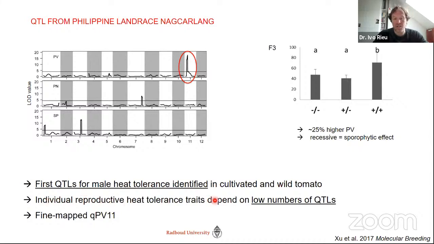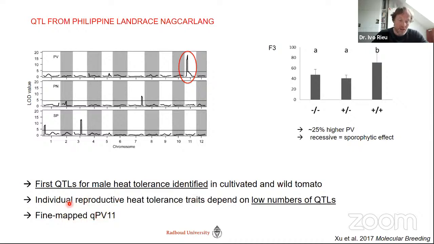Then we see that if you look at these individual reproductive heat tolerance traits, like pollen viability and pollen number, we are not looking at a polygenic trait, maybe a multigenic trait in some cases, but in some cases even monogenic. So it's not very complex genetically if you separate these traits from each other. If you look at fruit set as a whole, of course, all these QTLs will have an effect, and then it becomes polygenic, I would say.